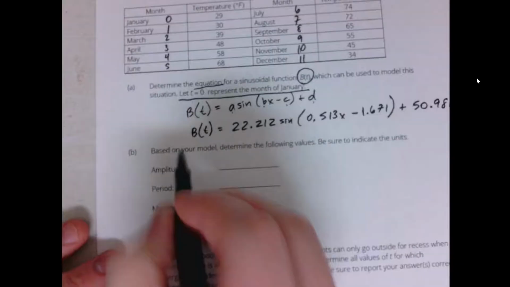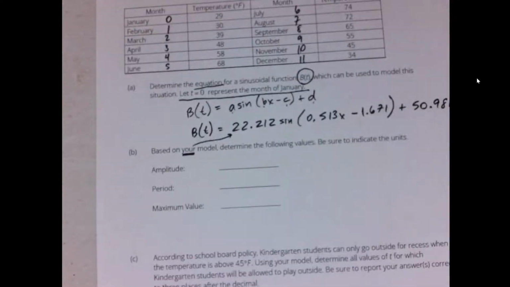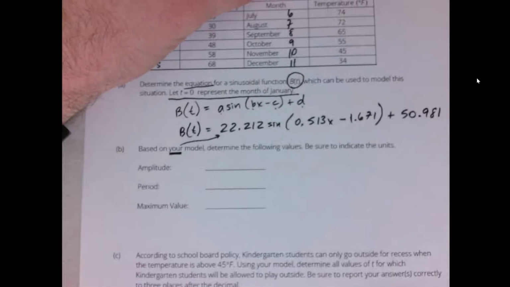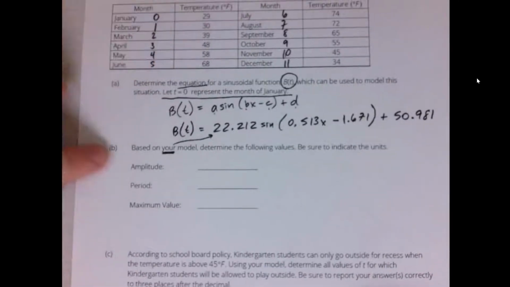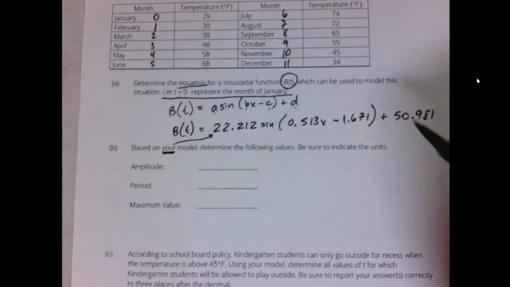Okay, part B, based on your model, that's key. You have to use the model that you created. Even if your model was incorrect, if you correctly do this part, you would get these points, based on follow-through. You're correctly using your own model. Determine the following values and be sure to indicate units.